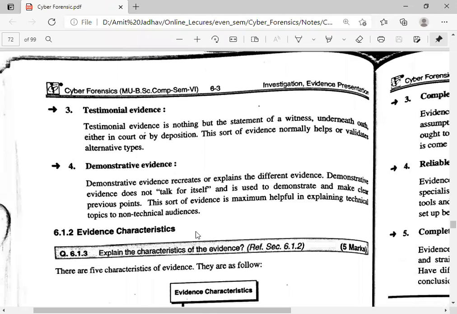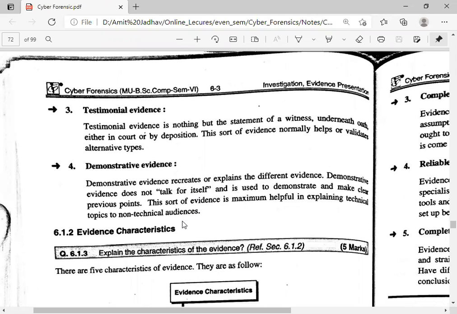And the last one is the demonstrative evidence. The demonstrative evidence recreates or explains the different evidence. Demonstrative evidence does not speak for itself, and it is used to demonstrate and make clear the previous point. This sort of evidence is most helpful in explaining technical topics to a non-technical audience.